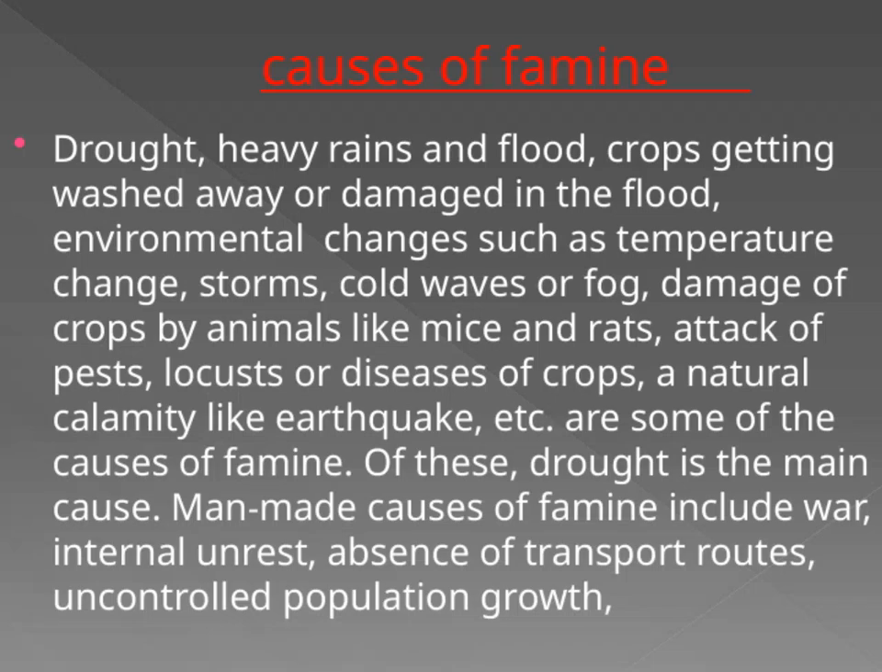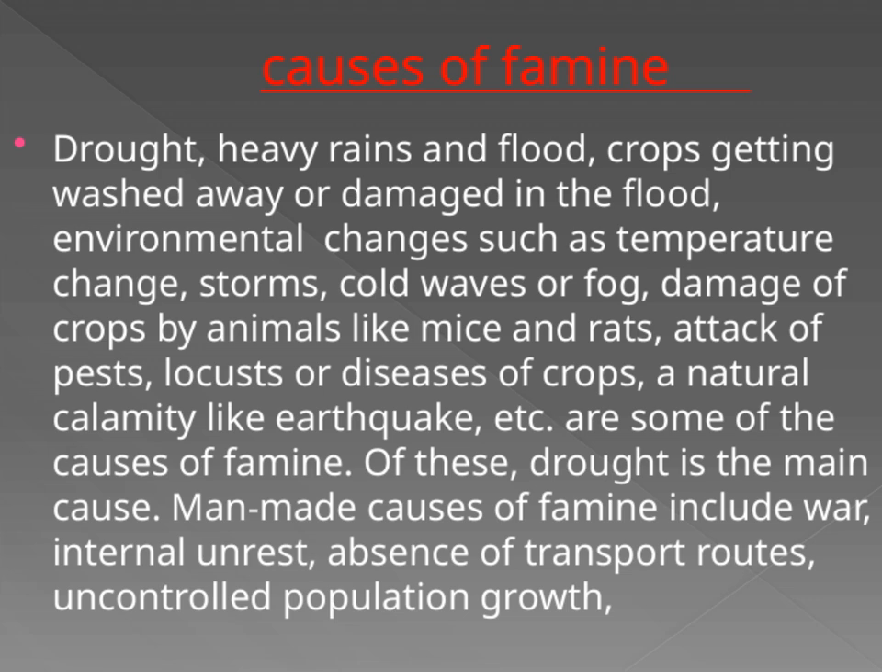When we talk about the causes of famine, there are a variety of natural and man-made factors to consider. Natural causes include events like drought, which is actually the main cause of famine. Drought leads to a severe shortage of water, making it impossible for crops to grow. Heavy rains and floods can also be devastating, washing away crops or damaging them significantly.